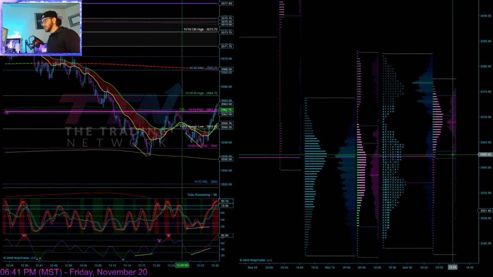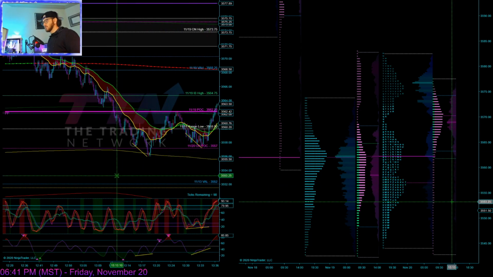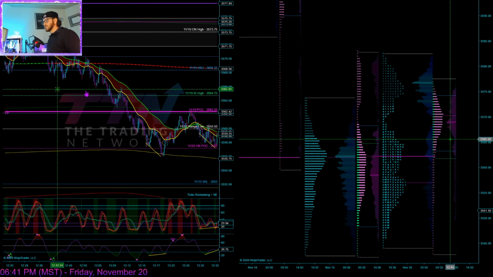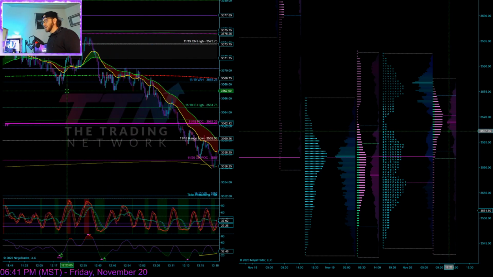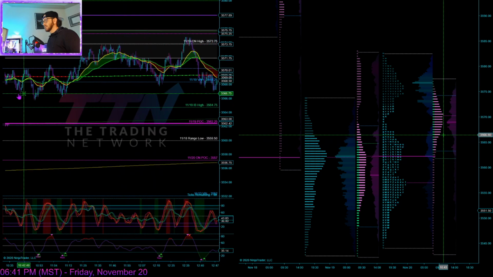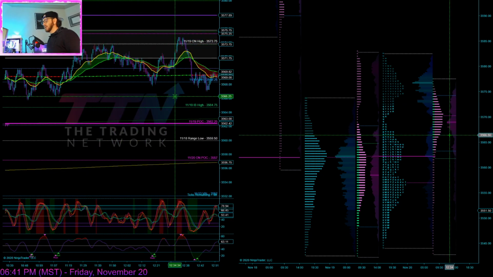Lots of reaction. Short here, long here, another long here. Reaction at the initial balance. Lots of action at the value area high. Lots of action at the overnight high there.